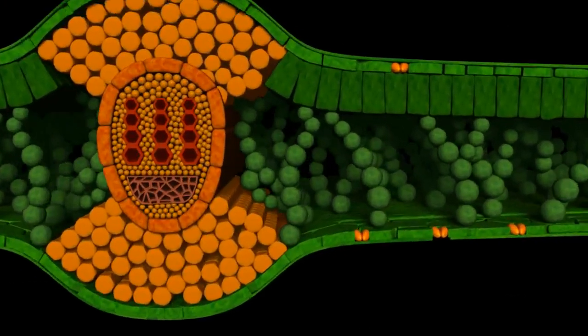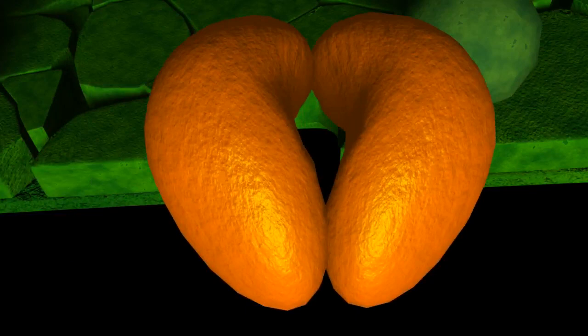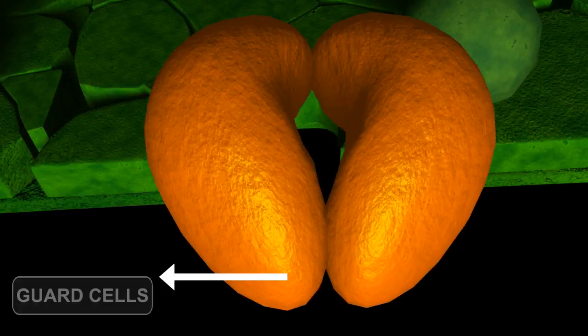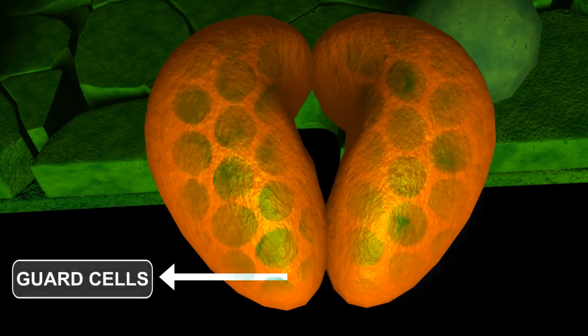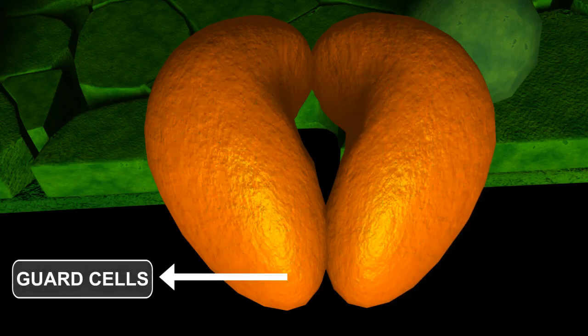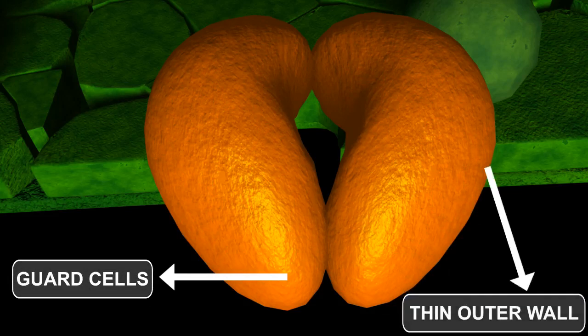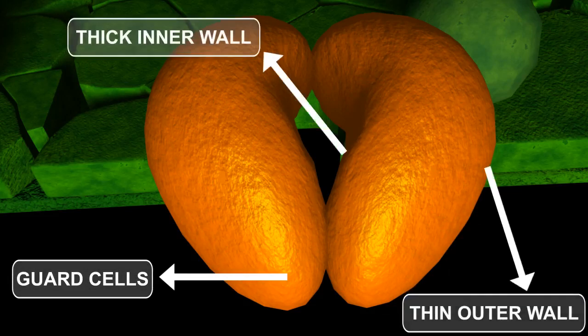Let us now observe a single stomata closely. The 2 bean-shaped cells enclosing the stoma are called guard cells. The guard cells have a number of chloroplasts present in them. A guard cell has a thin outer wall and a thick inner wall.